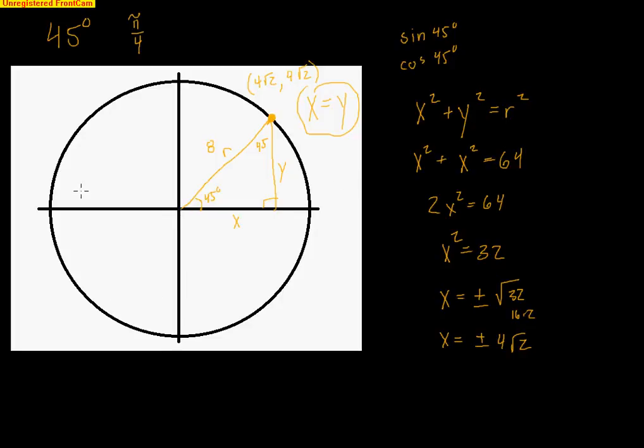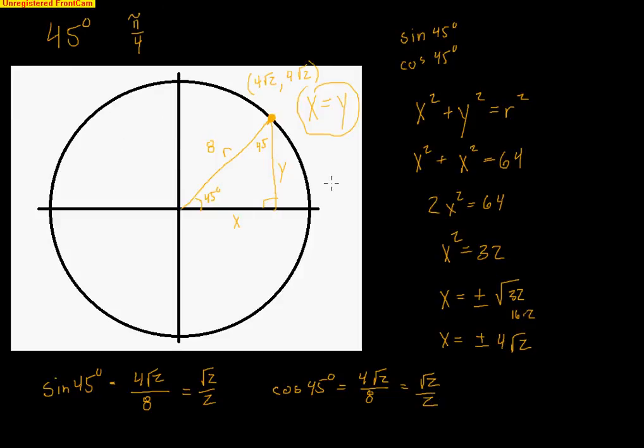Now, let's go back to the questions I wanted to answer. What is sine of 45 degrees? Sine is the y value, 4 radical 2, over the radius of 8. The 4 and the 8 will reduce, and I get radical 2 over 2. Likewise, cosine of 45 degrees is equal to the x value, 4 radical 2, over the radius, which is 8. The 4 and the 8 reduce, so I get radical 2 over 2. So sine of 45 degrees is radical 2 over 2, and cosine of 45 degrees is radical 2 over 2.